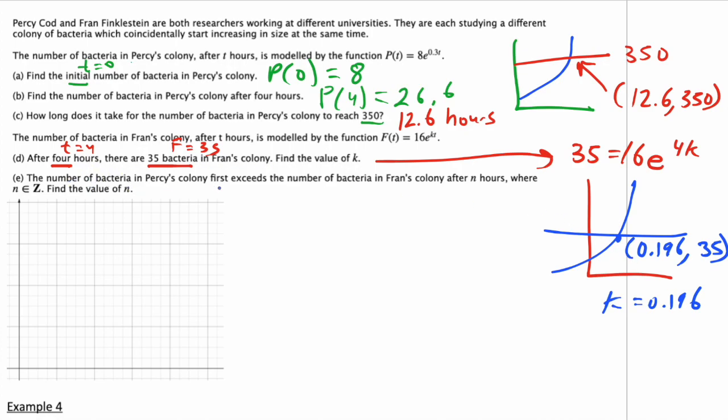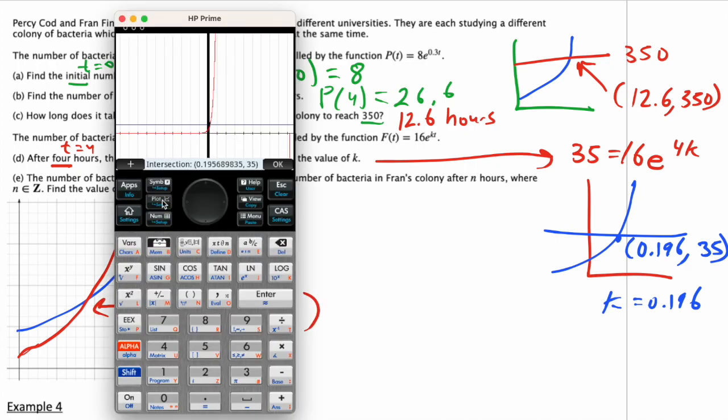The number of bacteria first exceed. Basically, we have to find out when Percy's bacteria exceeds Fran's bacteria. So we're going to graph both of them over time. They should both be exponential, and then I'll show what the sketch is going to look like. One's going to be steeper than the other one and overtake it. So we're basically finding this point of intersection. We've got both equations, so we can just type them in now.